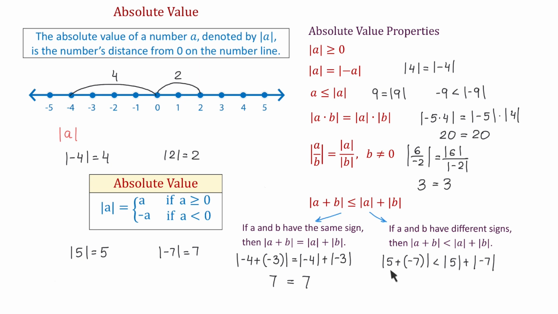On the left side, 5 plus -7 is -2, and the absolute value of -2 is +2. But on the right side, the absolute value of 5 is 5, and the absolute value of -7 is +7, and 5 plus 7 is 12, and 2 is less than 12.